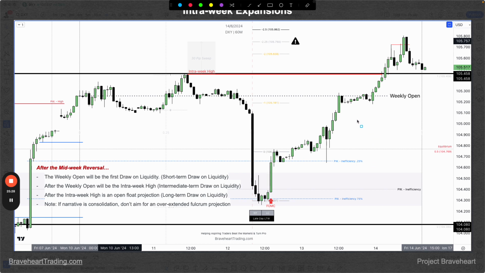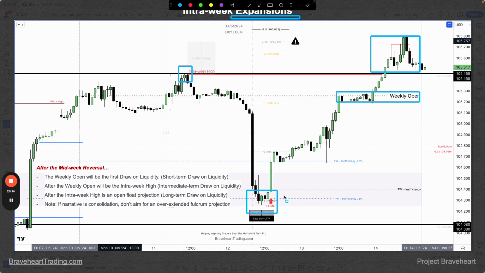Now, after the weekly open's been sought after, and maybe there's still enough time in the week, okay. Now, if we start to close above the weekly open, the next draw on liquidity is the actual intra-week high. So, what is the actual intra-week high? So this is where everyone for the week is currently pending their liquidity. And intra-week expansions, like I said, tend to aim for that intra-week liquidity pool for a completed transaction, right? From counterparty A to counterparty B here.